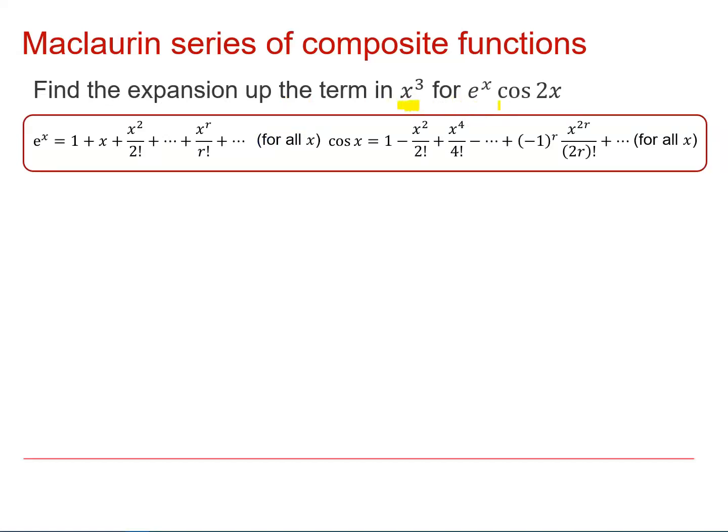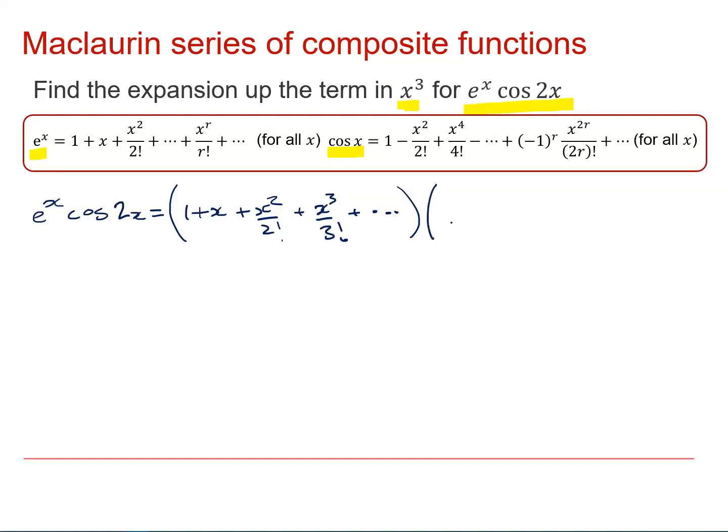Terms up to x cubed for this, and we've got e to the x and we've got cos x. So let's see how that works out. I want e to the x cos 2x. Well, the expansion for e to the x is just going to be 1 plus x plus x squared over 2 factorial plus x cubed over 3 factorial plus however many other terms I think I need. However, I'm only going up to x cubed, so anything with x to the 4 and above won't be needed.